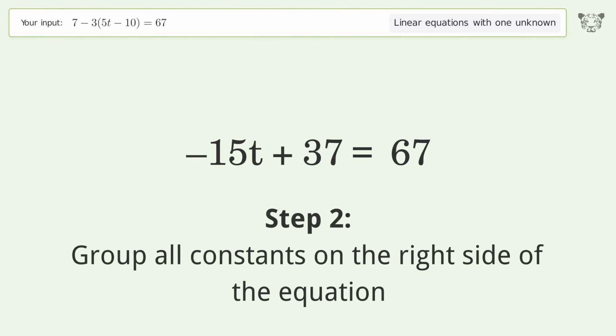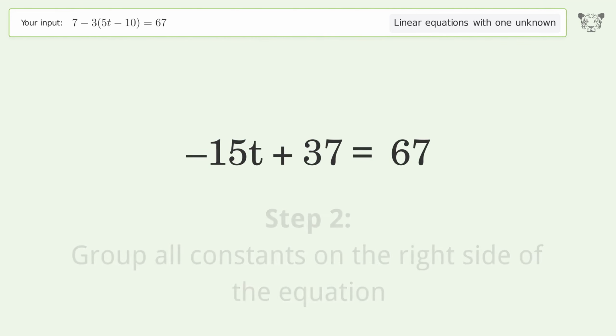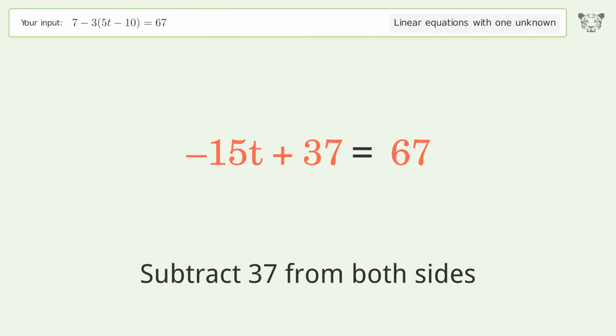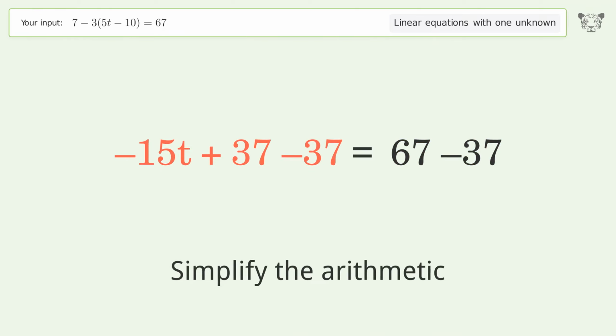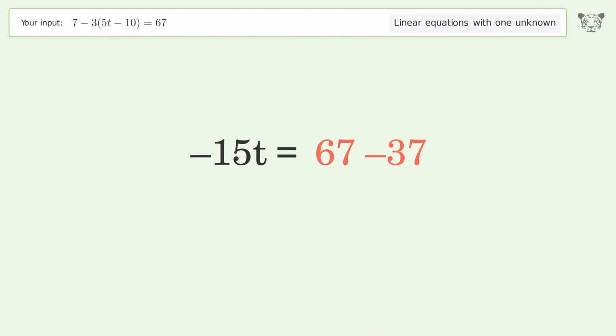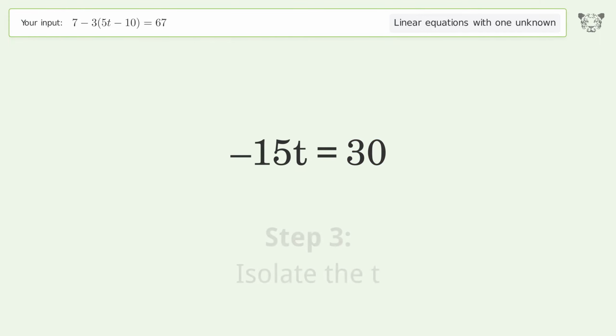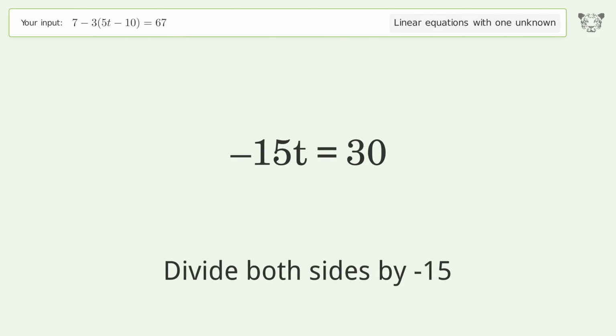Group all constants on the right side of the equation. Subtract 37 from both sides. Simplify the arithmetic. Isolate the t. Divide both sides by -15.